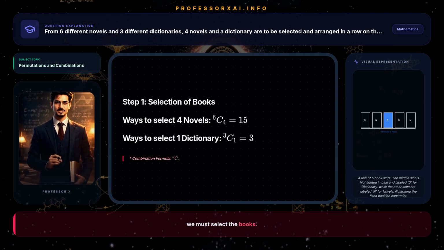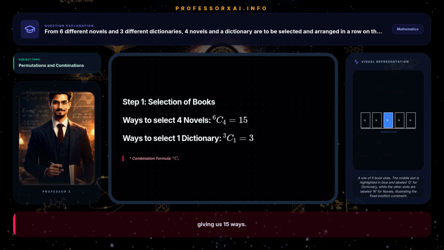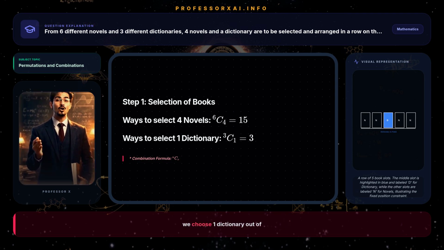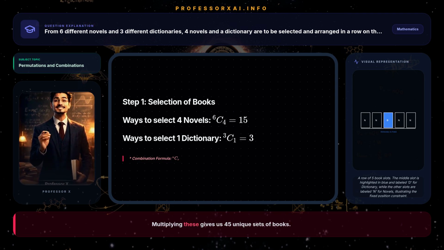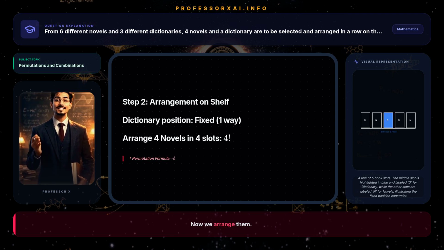First, we must select the books. We choose 4 novels out of 6 using the combinations formula, giving us 15 ways. Then, we choose 1 dictionary out of 3, which is 3 ways. Multiplying these gives us 45 unique sets of books. Got it so far? Now we arrange them.